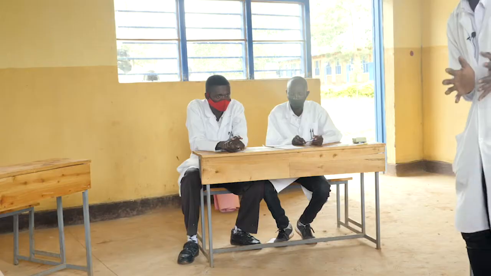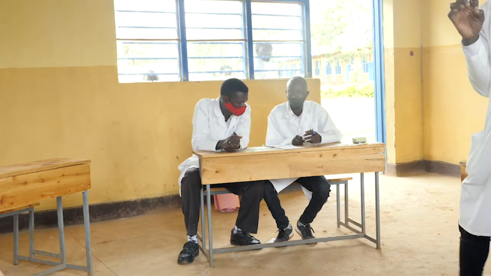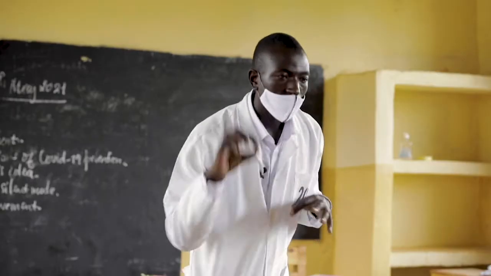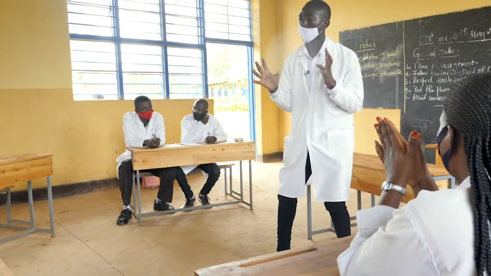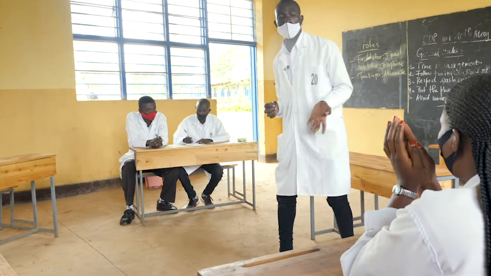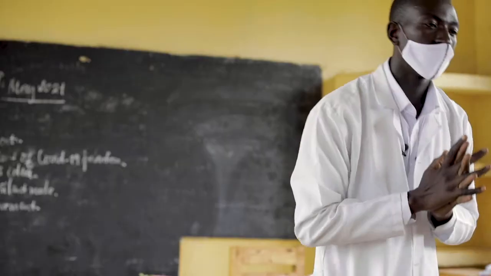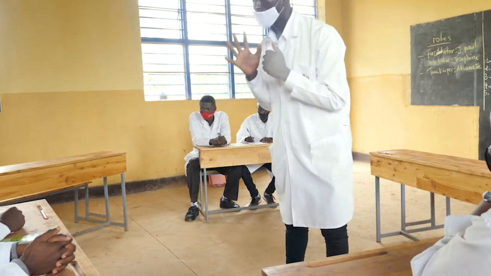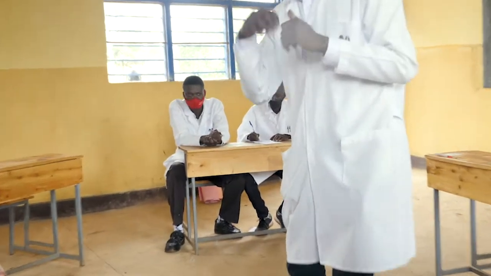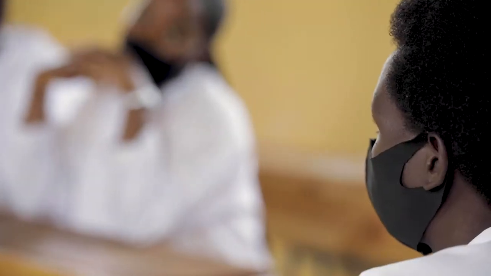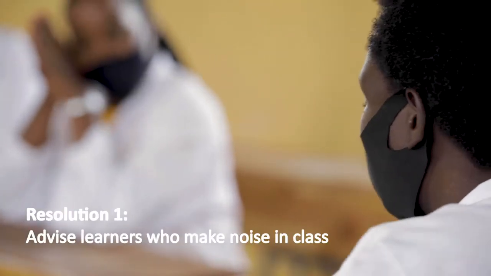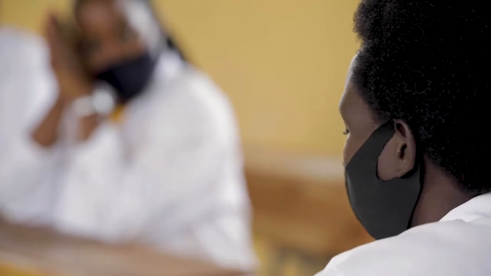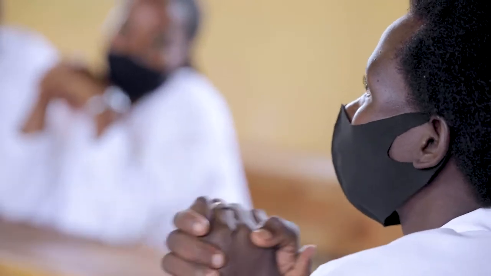Okay, I have told you that in your pairs, you have to think about what can be the possible solutions to solve all those points under indiscipline cases. We have found different points under indiscipline cases. Then, what are the solutions that you have found in your pair, so that you can solve all the points under indiscipline cases? In our pair, there is one solution which was set by my colleague, which is to advise learners who shout in the class.